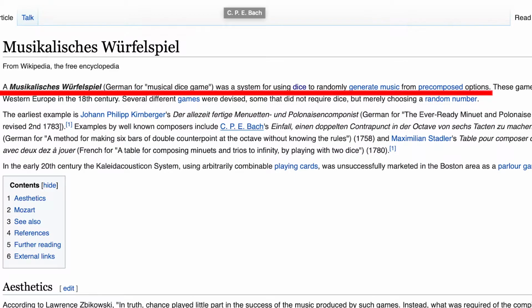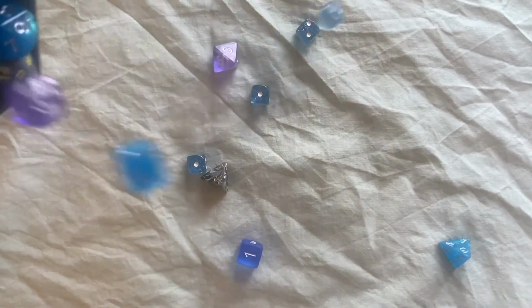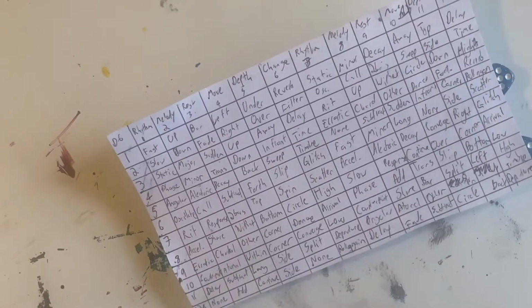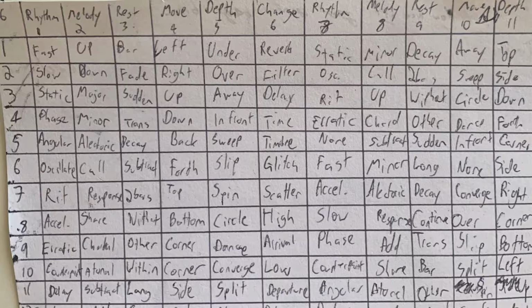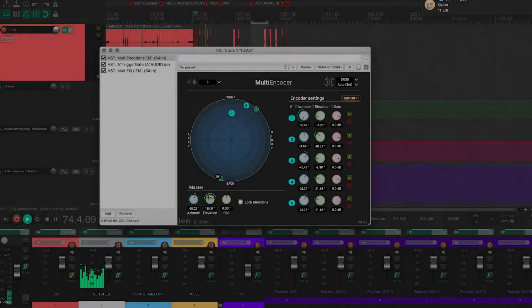Now, I do have a lot of dice. Like, a lot. So I made this chart, which gave me compositional directions depending on the results of dice rolls. Not only was I now generating rhythmic and melodic direction, but also spatial direction, the dice changing the dimension and depth of my sound objects.